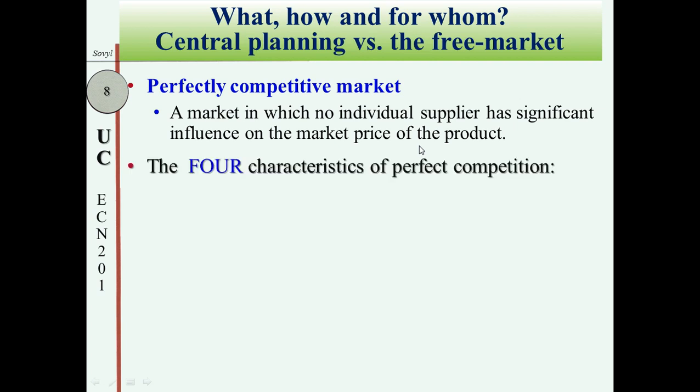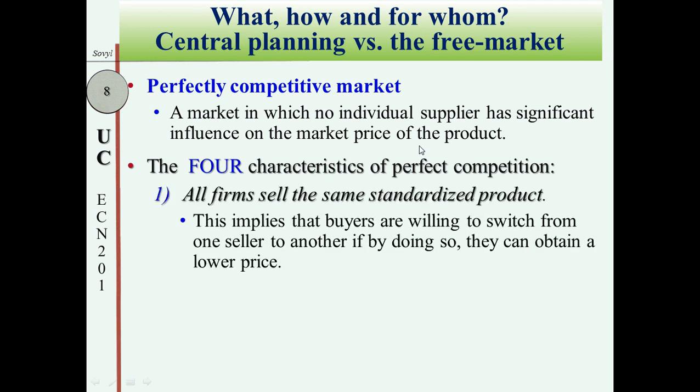Four characteristics of perfect competition. There are four characteristics of perfect competition. One: all firms sell the same standardized product. Any product that firms sell in the market must be standardized.